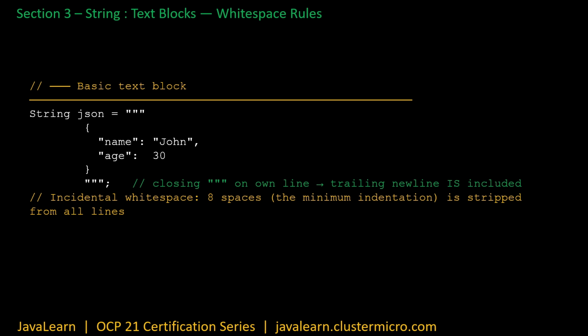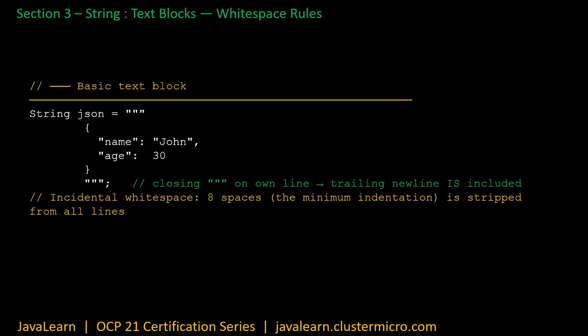So the string JSON contains name John, age 30, closing brace, and then there is a last blank line. The last blank line is actually a trailing new line character at the very end of the string. Before the closing brace, there is a new line also. We have to see this. This matters when you compare strings or use them in contexts where a trailing new line would cause problems, like HTTP request bodies or file content comparisons.